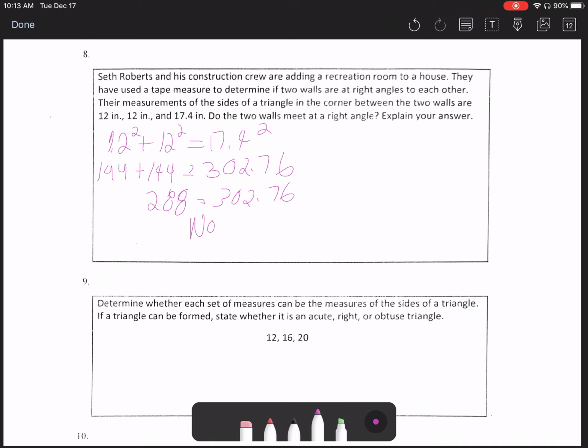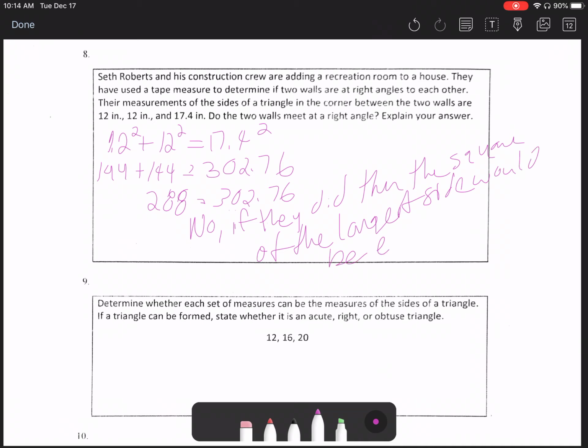Okay, no. And then you explain, no, if they did, then the square of the longest side would be equal to the sum of the squares of the two shorter sides. And that was not the case.